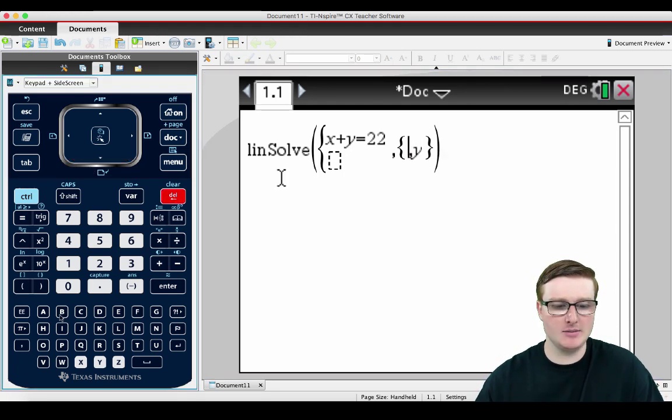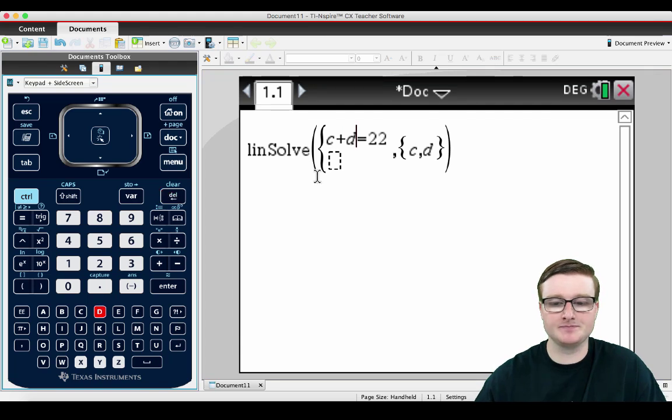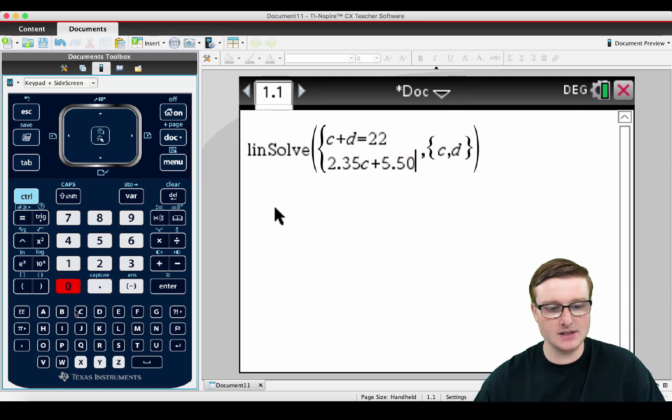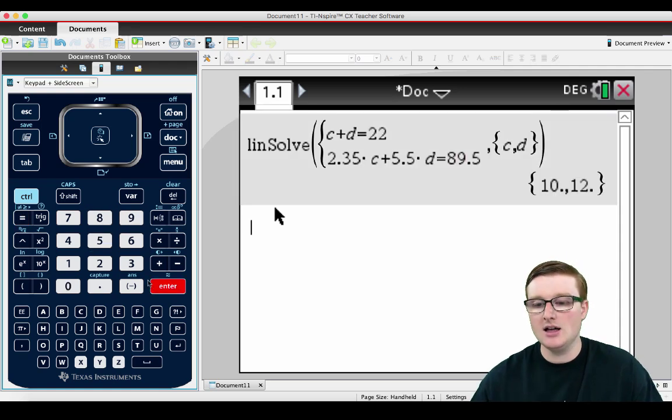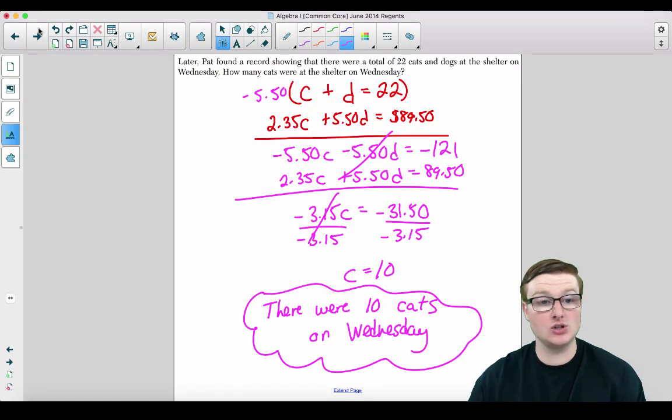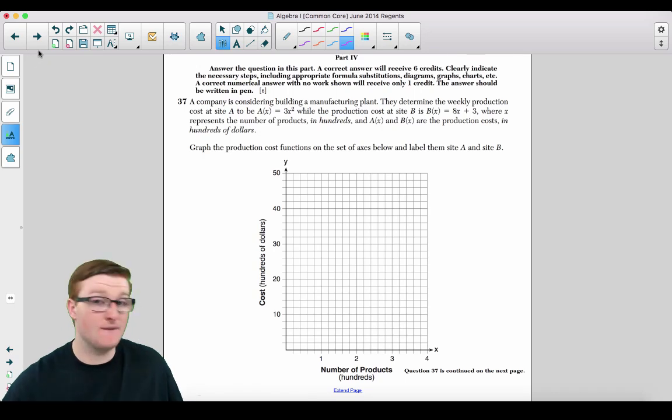Actually, you know what? Let me do that right now. I'm going to change this to C and D, just to make it a little bit easier for you. So I'm going to change this to C plus D equals 22. And then we get $2.35 C plus $5.50 D, and that is equal to $89.50. And look here. There were 10 cats on Wednesday and 12 dogs on Wednesday as well, but they're asking for cats, so it is going to be 10. And that's your answer.